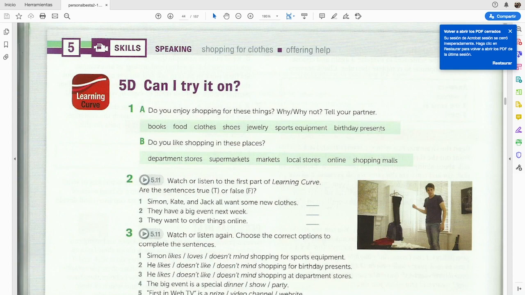Good job. Department store, a department store, remember, it's something like, for example, Replay, Saga, those are department stores. Yeah, a supermarket, it's something like Metro, Plaza Vea, and markets, local stores, online, and shopping malls, they are different in this case. So, for example, when you want to buy books, where do you usually shop for these things, or where do you usually go shopping when you want to go shopping for books?